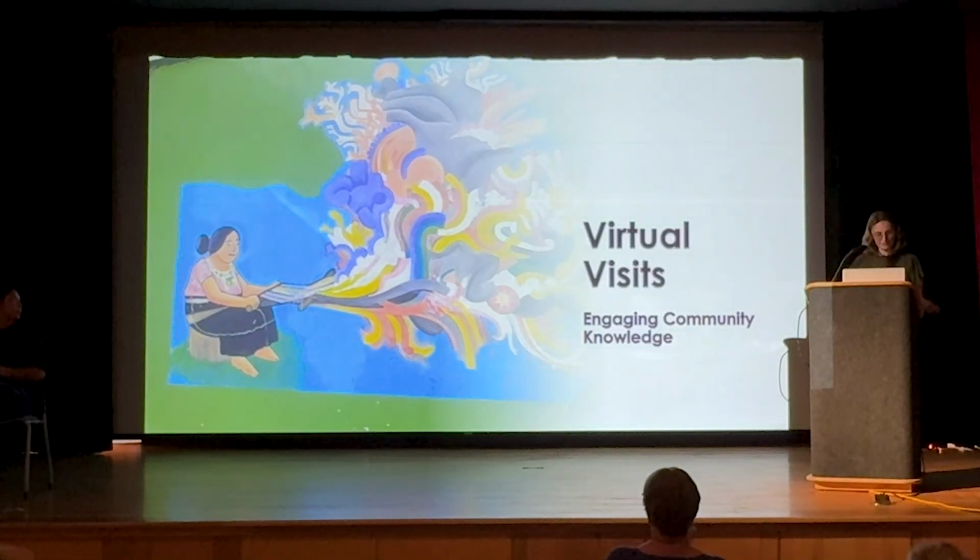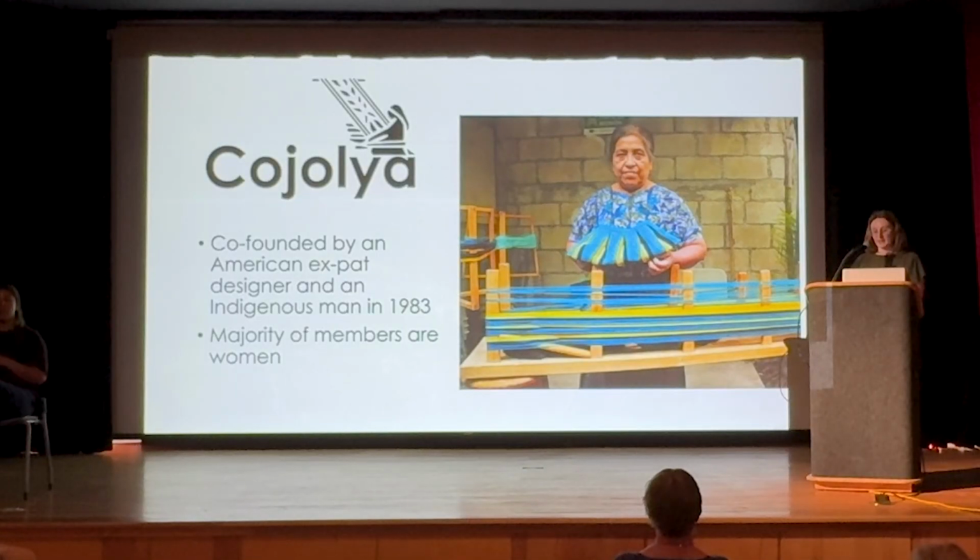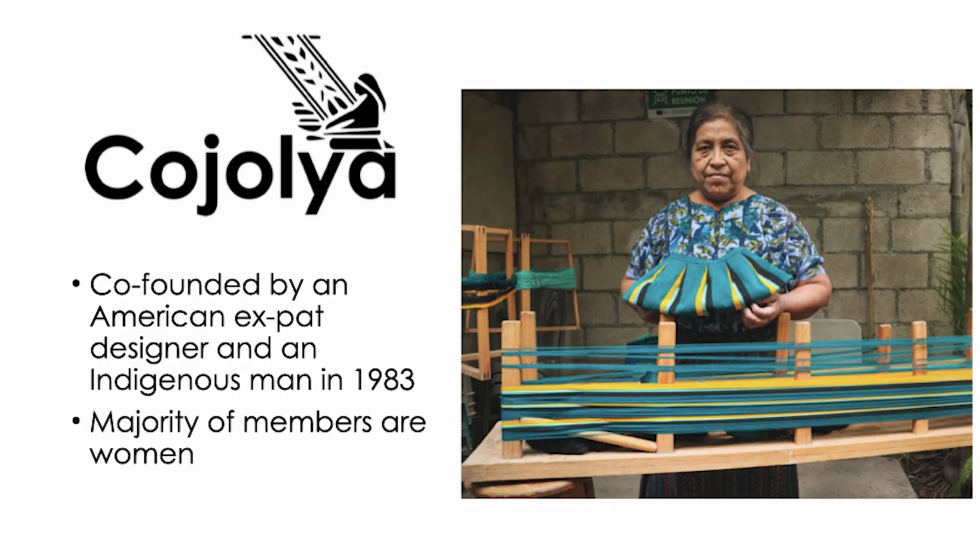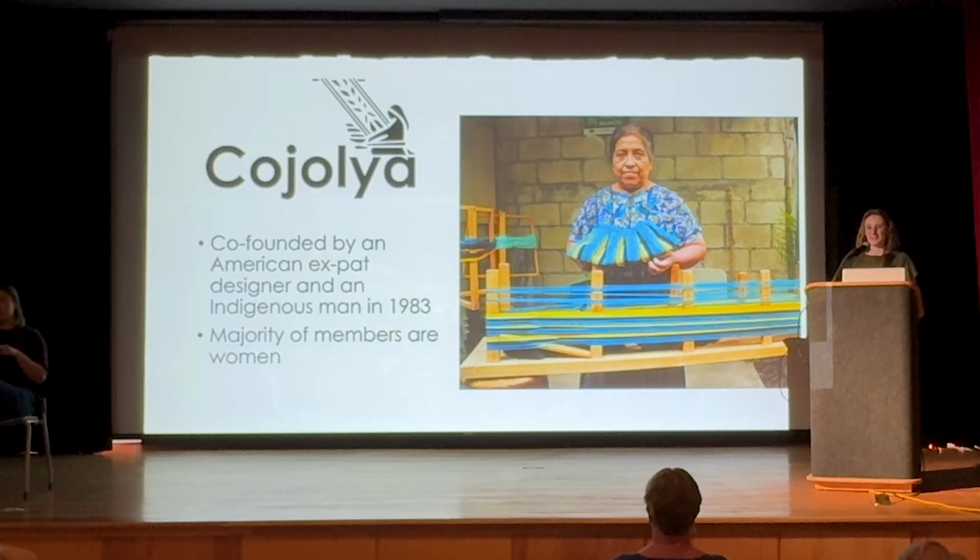So, lastly, just some information that we learned from the virtual visits. The cooperatives that ended up being able to come were Cojolia. They were founded by an American expat who was a designer and an Indigenous man in 1983. They talked about literally going to people's homes to knock on the door to see if they would participate during a precarious time when everyone was a little suspicious because of the Civil War. Now the majority of members are mostly women, although there are a few men who participate for certain expertise.